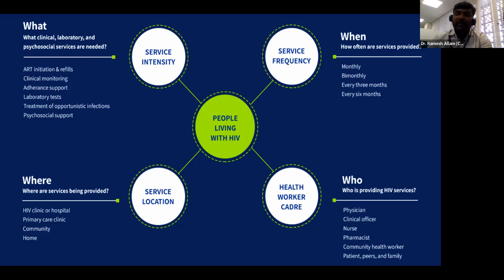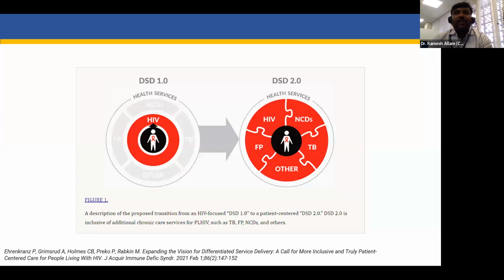So that's why we also sometimes call these patient-centric packages of care. Okay, so this is another term that I'll be introducing to you, and it's already part of our operational guidelines. Now, this picture I have taken from an article that was published in Feb 21, which actually shows us the expanding vision of differentiated service delivery models.